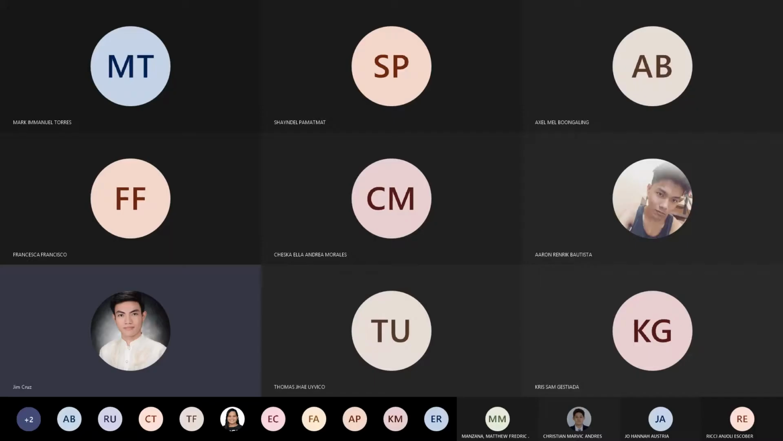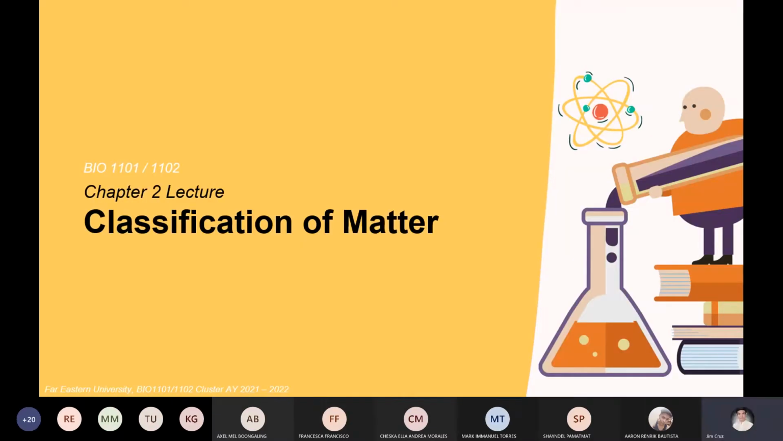We'll focus on two topics today. We will discuss the classification of matter first, and then later on we will proceed with the periodic table, okay? So kaya naman siya within the session. However, just let me know if you have any other concerns or clarification, okay?